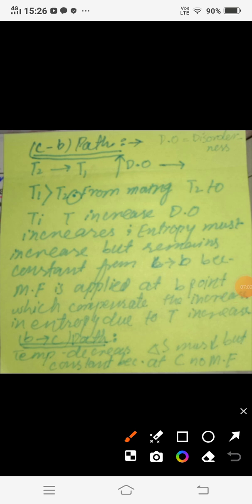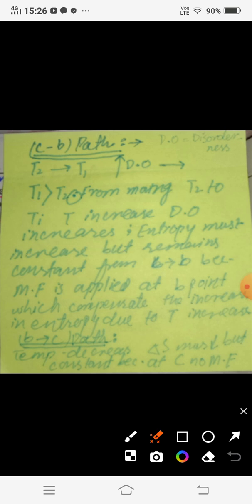Okay, when we move from the path C to B, first we have talked about when we move from B to C. Here is the case when we are moving from C to B, which means that temperature is increasing. We are moving towards the higher temperature, that is T1. So the disorderness must increase. Moving from T2 to T1, the disorderness should increase according to the third law of thermodynamics. Entropy must increase but remains constant.